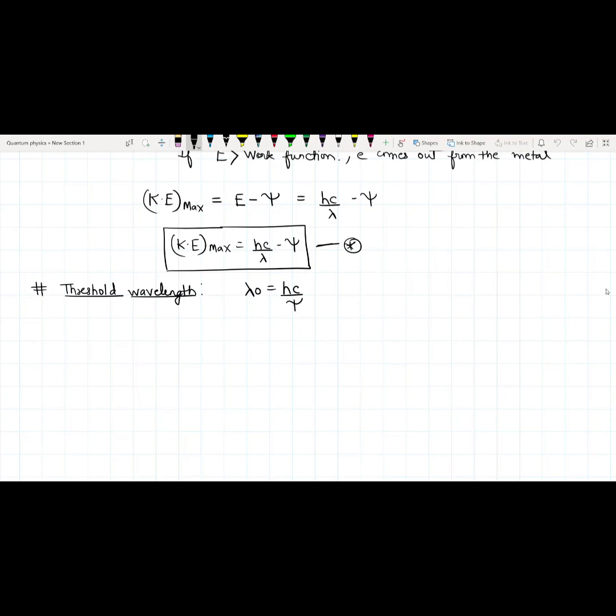We can look at this from another point of view as well. If your lambda becomes greater than lambda naught, we just saw that E is equal to hc over lambda. So basically if lambda becomes greater than lambda naught, the energy will be much smaller, because lambda and energy are inversely proportional. Then E would be smaller than the work function, and then no electron comes out.